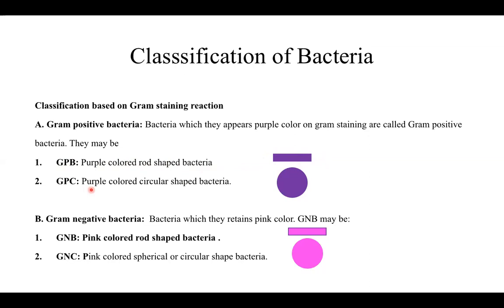While those bacteria which are in purple color, but the shape is round or spherical or cherry shaped, are known as Gram positive cocci. Cocci with the purple color are known as Gram positive cocci.